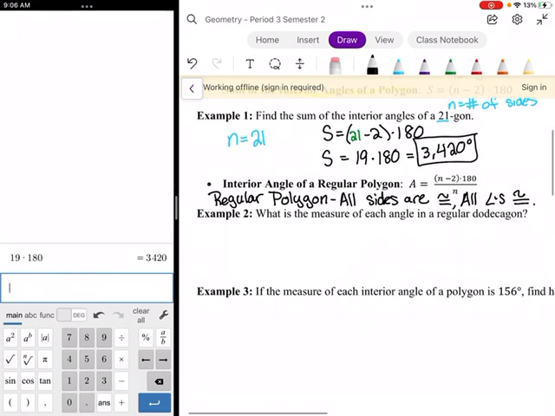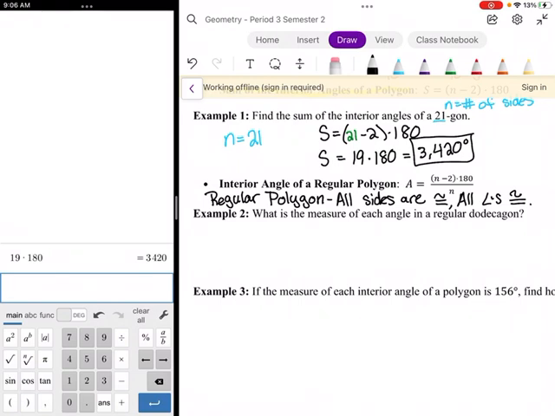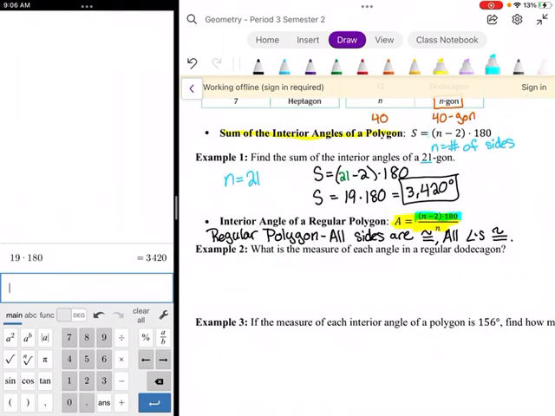So if we were asked to find the measure of each angle inside of a regular dodecagon, we are going to use this formula here. And you'll notice the top part of the formula is the same as the first one we went over when we talked about how to find the sum of all of the angles. So the only thing that's different is once we find that sum, we're going to divide it by the number of sides. And the reason we do that is because each polygon has the same number of sides as it does angles.